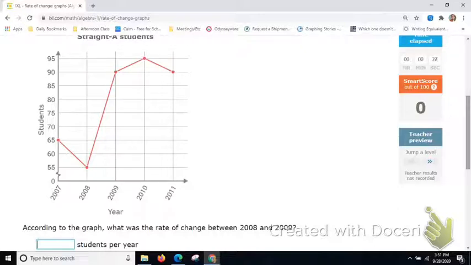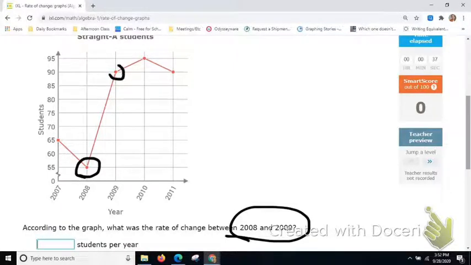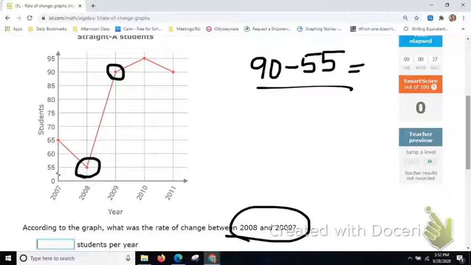So, here we go. So now we have a graph. And we're doing the same thing, but now we're given the dates and we're given the information in a graph. So I see here they want to know between 2008 and 2009. So there's 2008, there's 2009. Now, since only 1 year has passed, we just need to figure out how much the students went up or down. And I think we can all see that it went up. And then if I do 90, take away 55, then that would be 35. And it's just in 1 year, so I don't have a division step. So just 35.